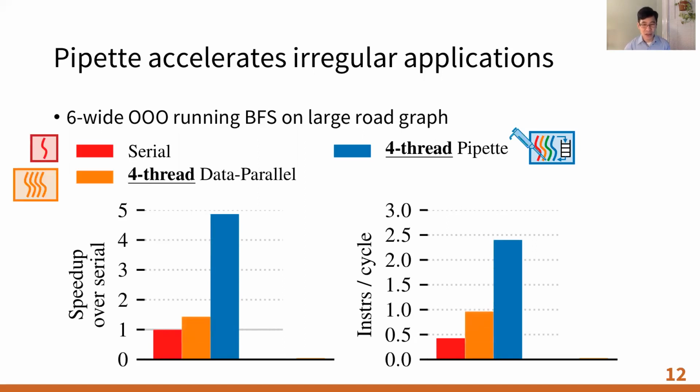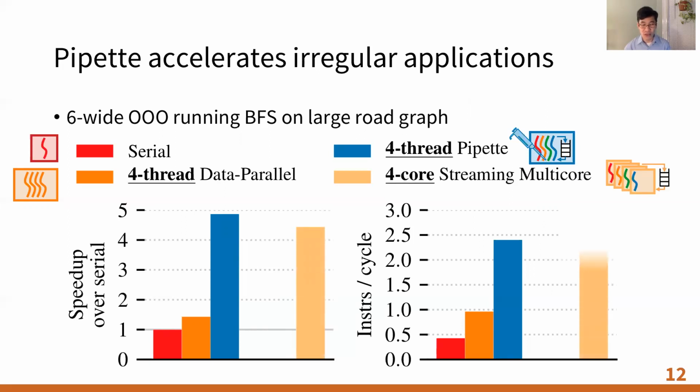Now let us examine a data parallel implementation running on a 4-threaded core. The orange bars show that using SMT alone is not enough, with about a 1.5x speedup over serial and an IPC of just under 1.0. Part of this slowdown arises from the increased pressure on the memory system and synchronization overheads. Finally, we represent prior work with the streaming multi-core implementation, shown here with the yellow bars. Although the speedups are comparable to Pipette, we do so by using nearly 4 times the area, and per-core utilization remains quite poor. Pipette does best overall with just a single multi-threaded core.